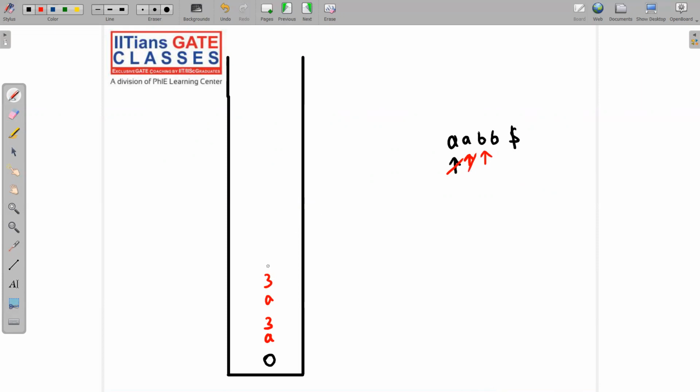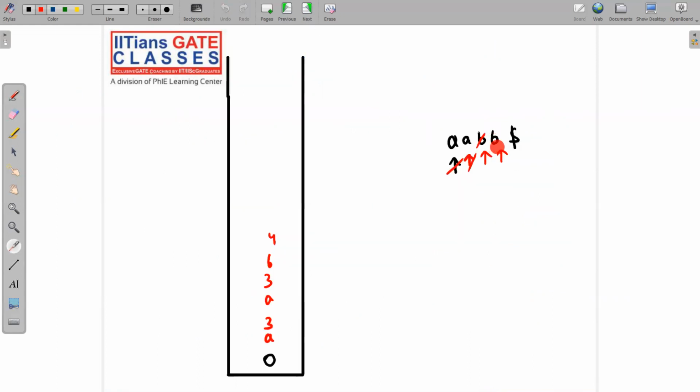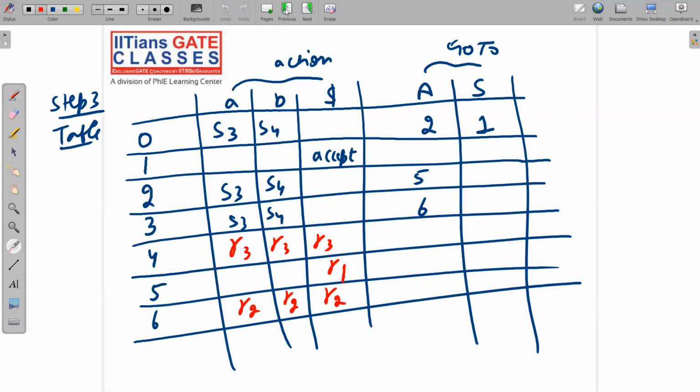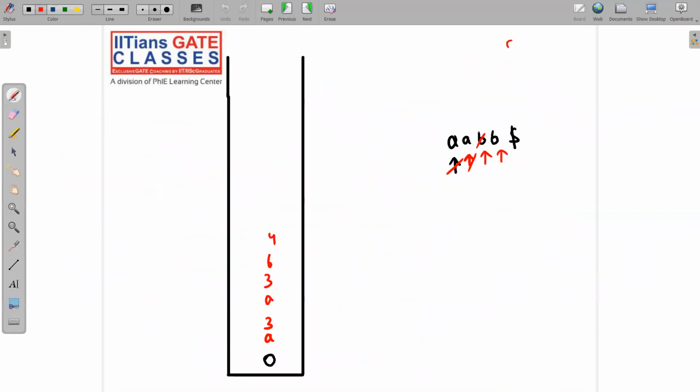Now 3 on B, so S4. B is pushed into the stack, 4 is pushed into the stack. Now we see 4 here, so 4 means R3. No doubt, reduce move is in the entire action part, but in SLR1 still we will say we have read this B. So on state number 4, this B is read. Now what to do? Let me write it here: S goes to AA, A goes to AA or B. This is production number 1, production number 2, production number 3.